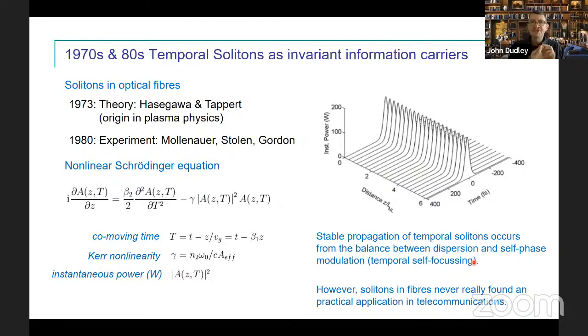If you had a pulse which wouldn't distort, then maybe you could use that pulse as your one bit, which can be the carrier of your information. Now, as it turns out, although a lot of theory was carried out and thousands of papers from scientists all around the world studying temporal solitons, solitons in optical fibers have never really found a practical application in telecommunications, even though this was what the motivation was. Okay.